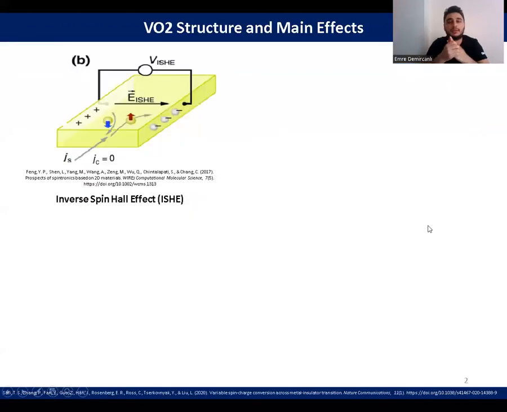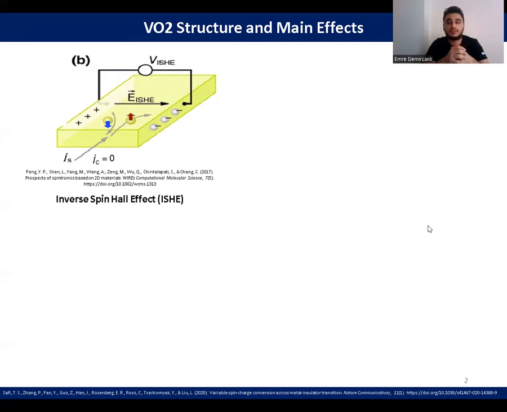this article mainly deals with the charge spin conversion efficiency, which was investigated with the help of the metal insulator transition in vanadium dioxide. Before going into the details of the paper, I would like to touch on the underlying effects and material structure of these studies. First, I will start with the inverse spin Hall effect.